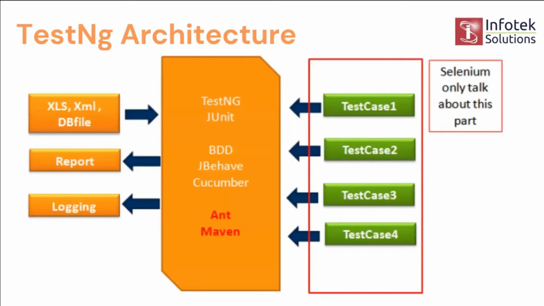Now, this is how the TestNG structure looks. If you see this diagram, we have different test cases like test case 1, 2, 3, 4. Here it talks about Selenium, which means these test cases are written only in Selenium. Now we apply TestNG to these test cases. Also, this XML section is applied to TestNG. Once the test cases and XML are applied to TestNG, it returns the report and the logging details of your test cases.